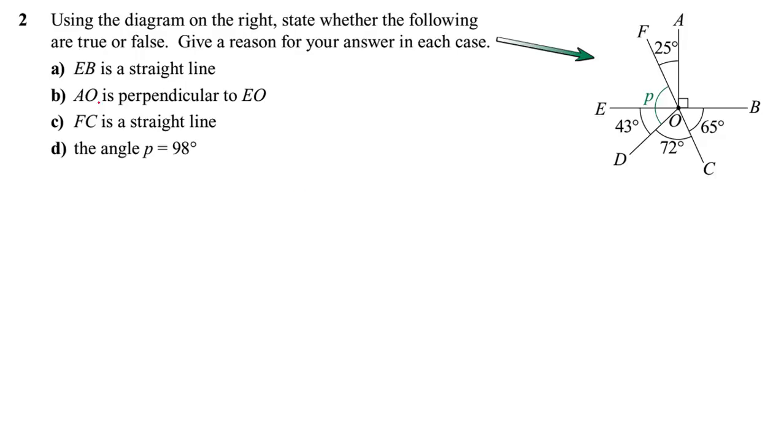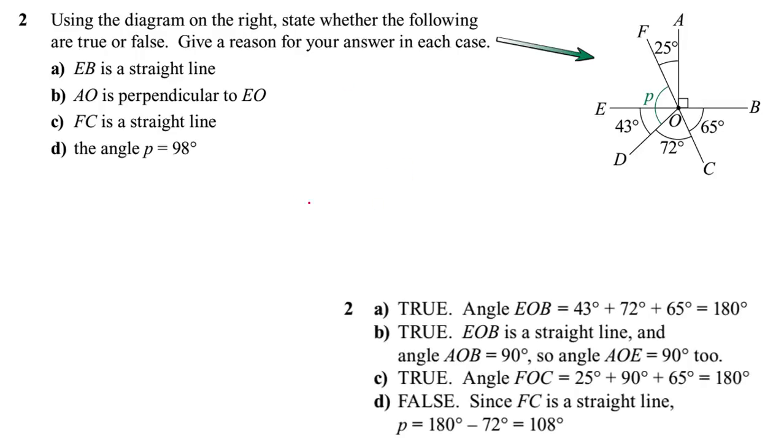Okay, so they say using the diagram on the right, state whether the following are true or false. So give a reason for your answer in each case. Okay, so we're going to need to go over this. I'll just display the answer so you can go over them quickly. He says that line EB is a straight line. So from E all the way to B, this is a straight line. Now the diagram is not drawn accurately, so you might not know. So what you need to do is some calculations to support this.